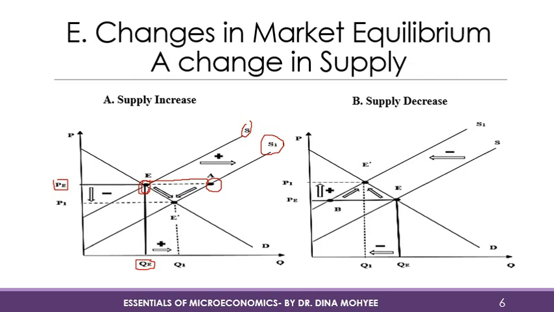What this means is that the producers now are willing to provide more units than what the consumers want to buy at this price PE. Accordingly, when there is a surplus in the market, the price will tend to fall until we reach a new equilibrium at P1 and Q1. At P1 and Q1, we can find that the quantity supplied equals the quantity demanded.